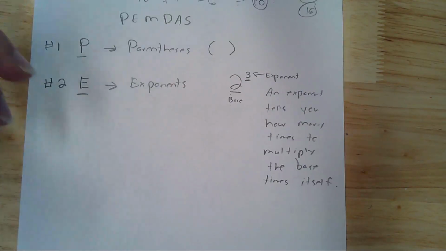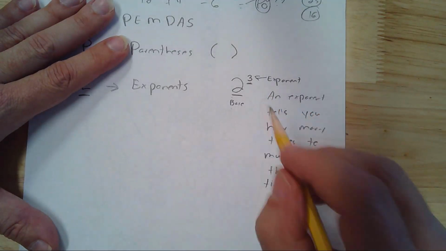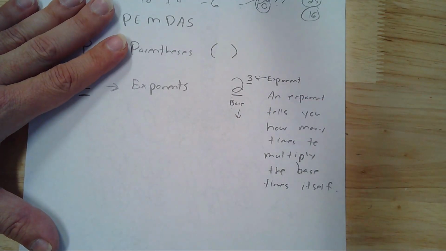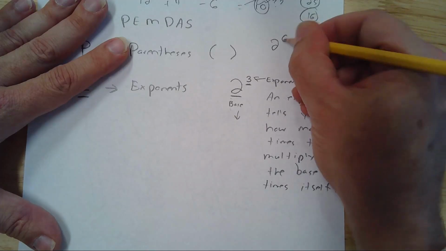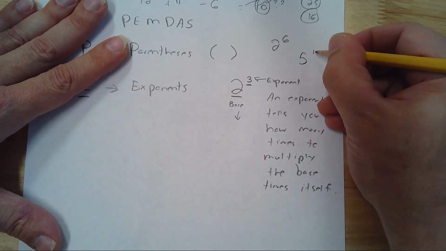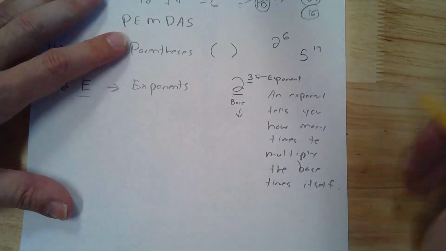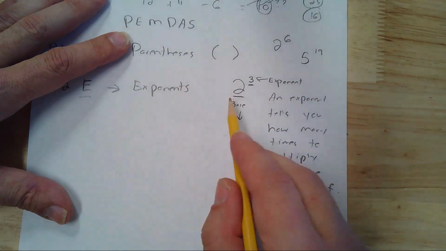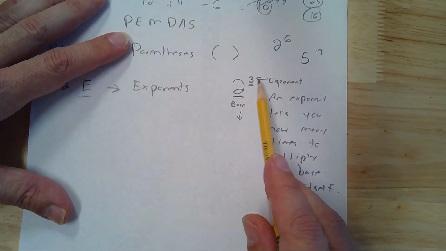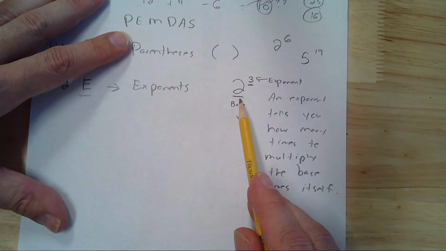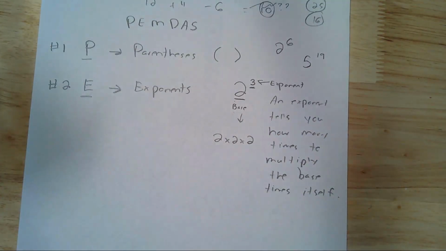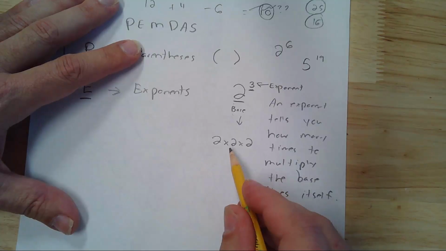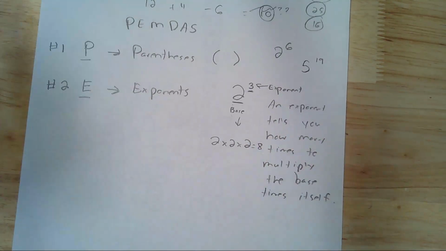So you need two things, an exponent and a base. What I'm telling you here is, this is what we say is 2 to the third power. This would be 2 to the 6th power. This would be 5 to the 19th power. But the exponent tells you how many times to multiply the base times itself. My base is 2. The exponent is telling me to multiply 2 times itself 3 times. So 2 times 2 times 2. 2 times 2 is 4. 4 times 2 is 8.